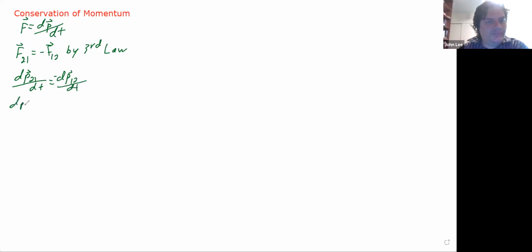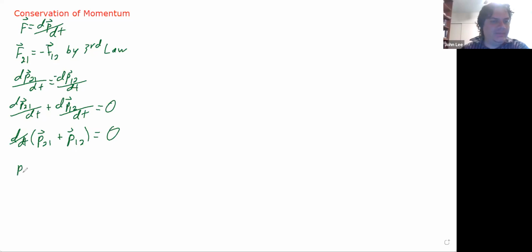So dp21/dt plus dp12/dt is equal to 0, which means that d/dt of (p21 plus p12) is equal to 0, which means that p21 plus p12 is constant. Which is just conservation of momentum.